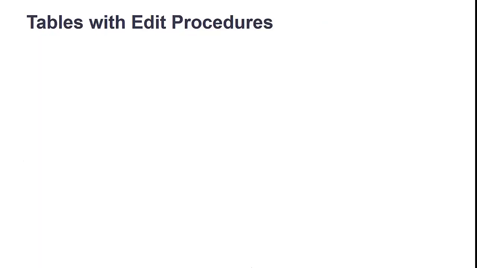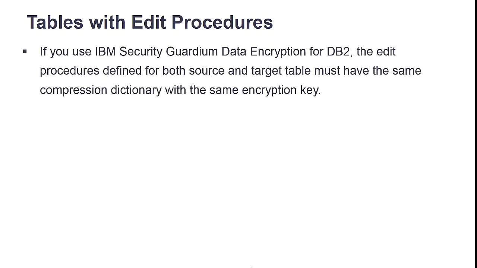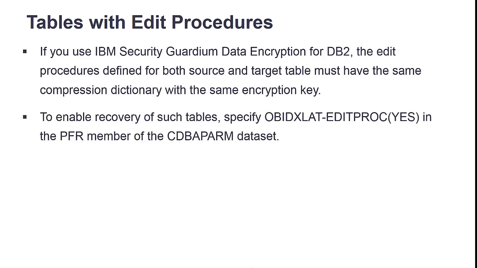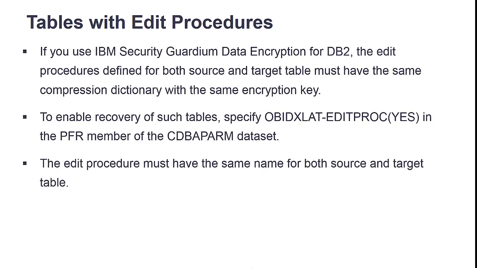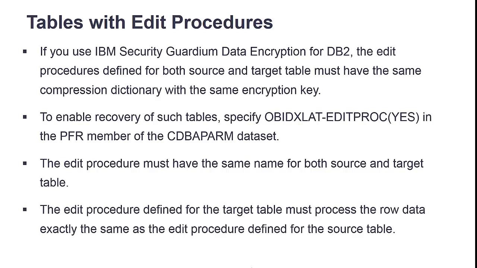For IBM Security Guardium data encryption for Db2, the edit procedures defined for both source and target table must have the same compression dictionary and have the same encryption key. To enable recovery of such tables, specify OBIDXLAT EDITPROC YES in the PFR member of the CDBA parm dataset. The edit procedure must have the same name for both source and target table. The edit procedure defined for the target table must process the row exactly the same as the edit procedure defined for the source table.